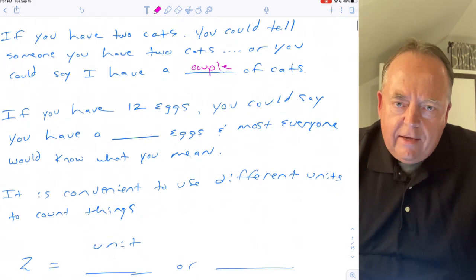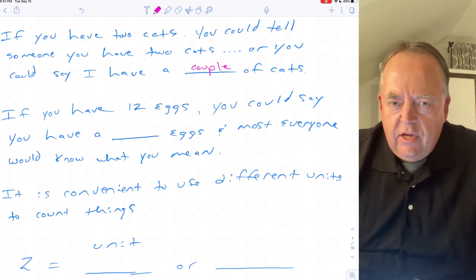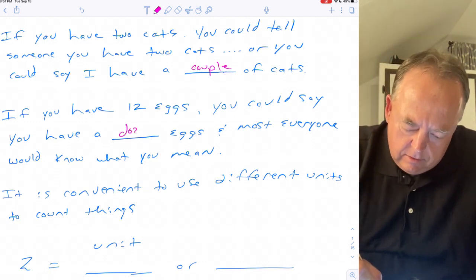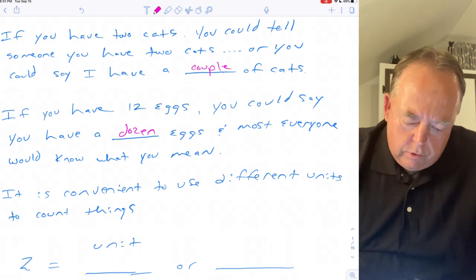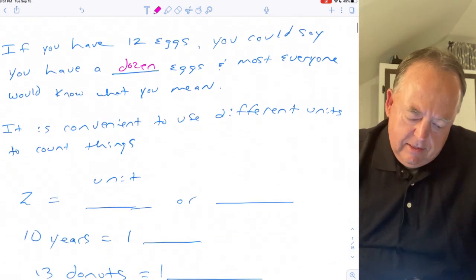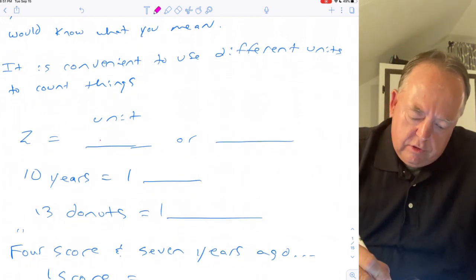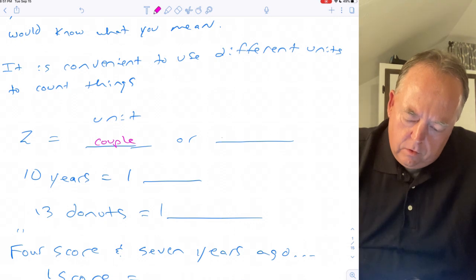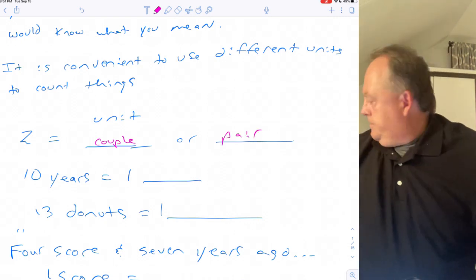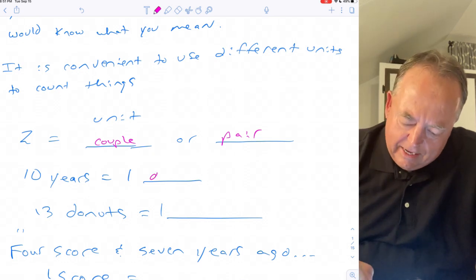Or if you have 12 eggs, you could say I have 12 eggs, or you could tell somebody you have a dozen eggs. And most everyone would know what you're talking about because most everyone knows what a dozen means. So it's convenient to use different units to count things. So 2, you could say a couple or a pair, right? 10 years, you could say 1 decade instead.